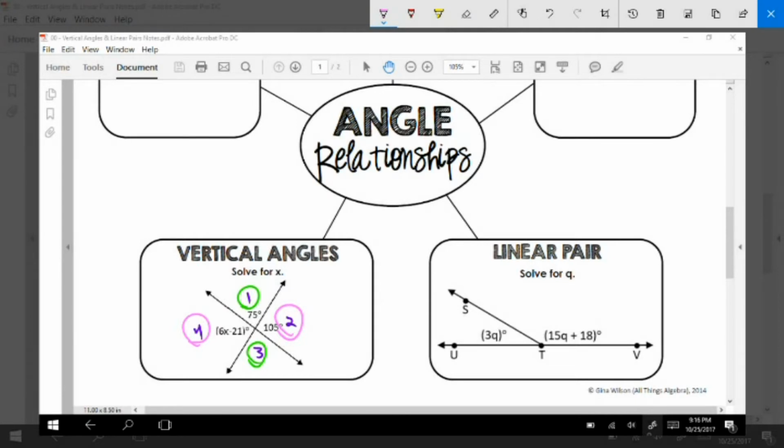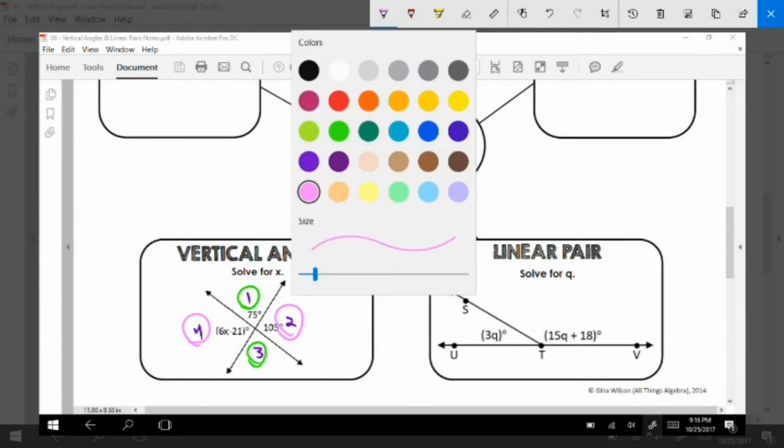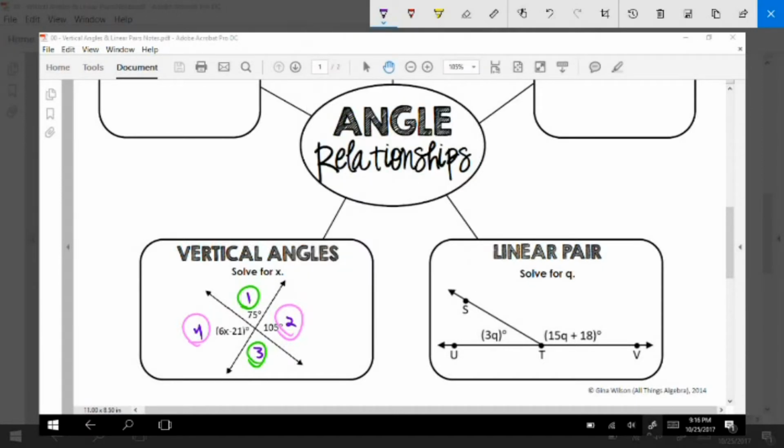Alright, so they're congruent, which means that the measure is equal. So 2 and 4 should have equal measures. So if I want to find x, all I have to do is set them equal to each other. So 6x minus 21 equals 105. Now what are we going to do from here? Add 21 to both sides via the addition property of equality. So we've got 6x equals 126. Then we're going to divide both sides by 6 to get x alone.